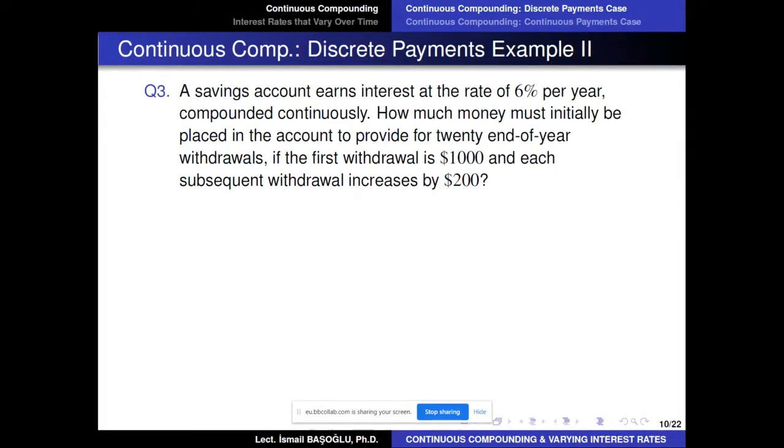How much money must initially be placed in the account to provide for 20 end-of-year withdrawals, if the first withdrawal is $1,000 and each subsequent withdrawal increases by 200? All right. So in this question, we have a little different situation. So we need to draw the cash flow diagram for this question.